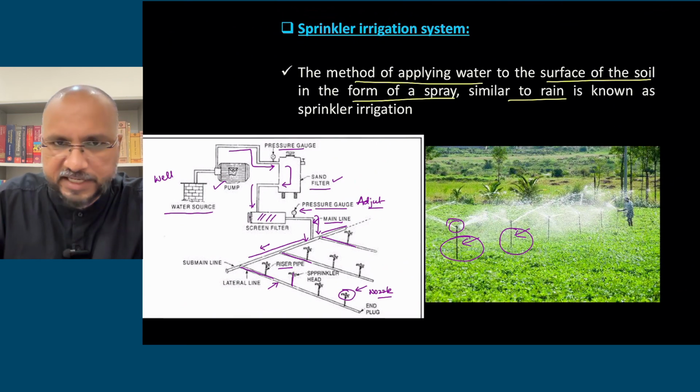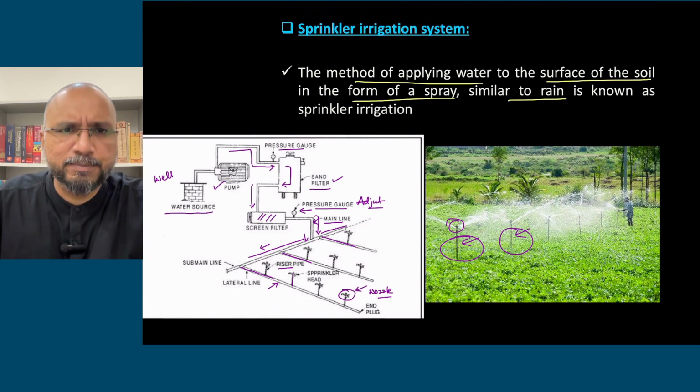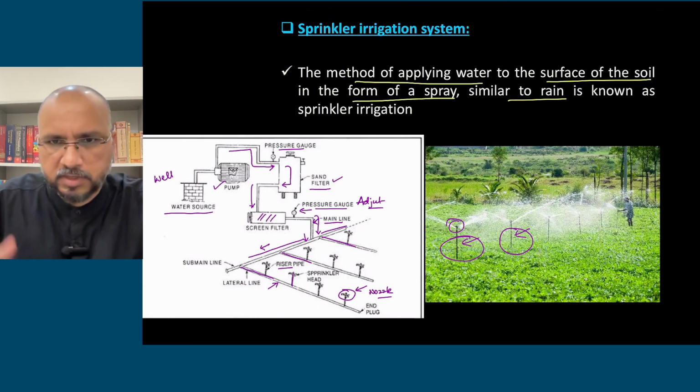All right, so you have seen what sprinkler irrigation is. You are applying the water in the form of a spray that mimics rain. That spray will fall on the crop. You can wet the field even before planting the crop. After the crop has established, it will spray directly onto the crop.